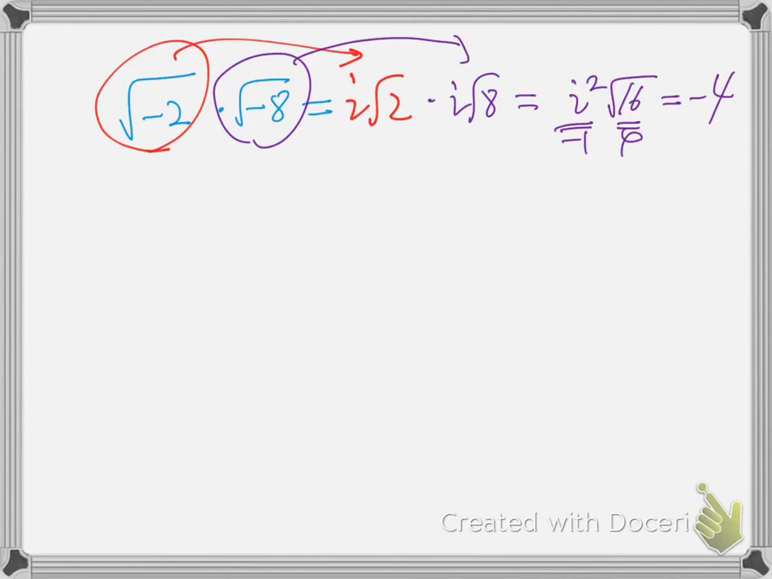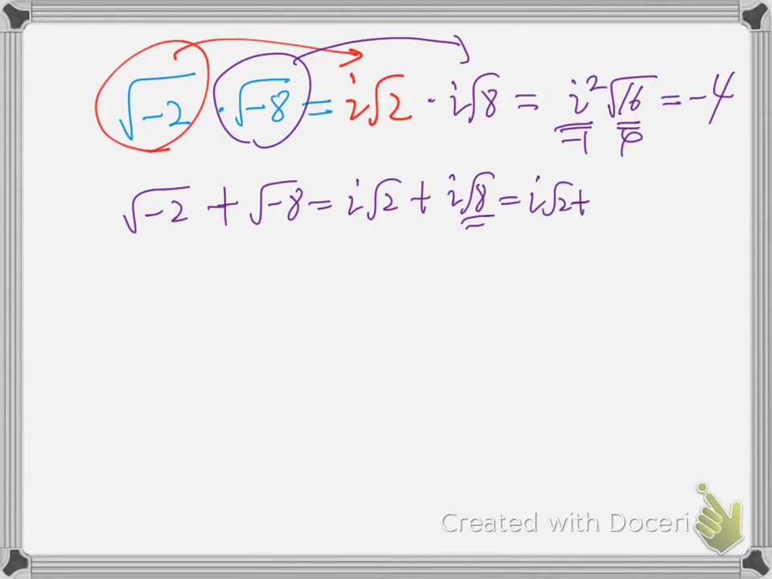If we have addition, negative radical -2 plus radical -8, this will be i radical 2 plus i radical 8. Simplify radical 8: i radical 2 plus i 2 radical 2, since radical 8 is 2 radical 2. And then we have 1 radical 2 plus 2 radical 2, so this is 3 radical 2. Now that we learned complex numbers, we should rewrite it. This is our bi, so this is 3 radical 2 i.